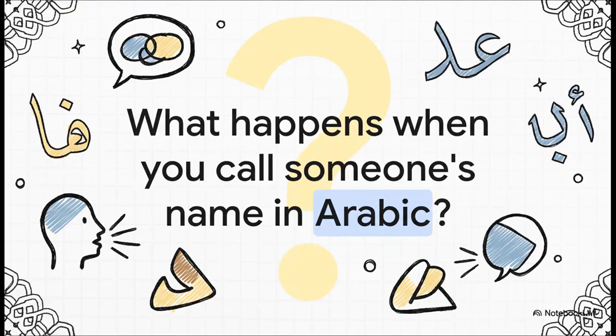So what is actually happening when you put that ya, that "O" sound, in front of a name? It's not just a random thing. It actually triggers a specific grammatical change. It's all part of this beautifully structured system. And today, we're going to pull back the curtain and see exactly how it all works.